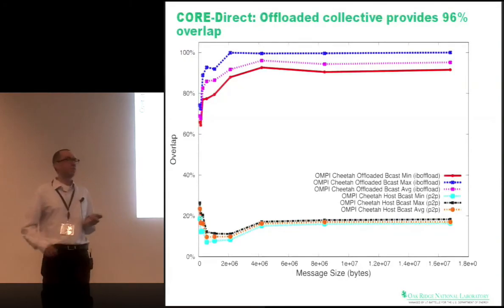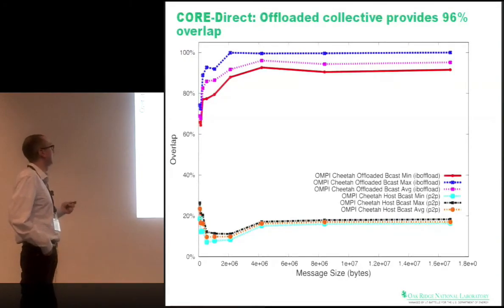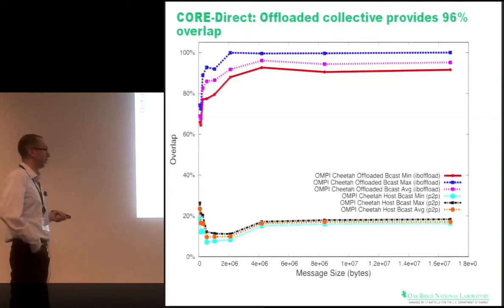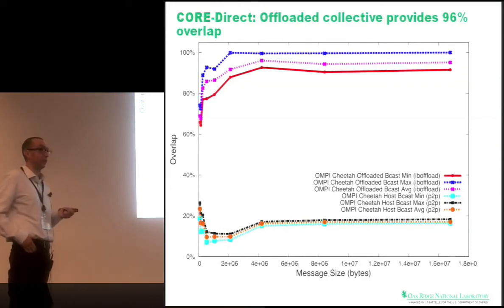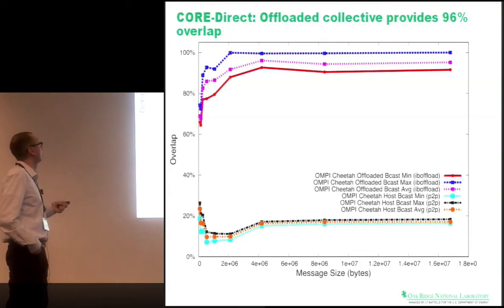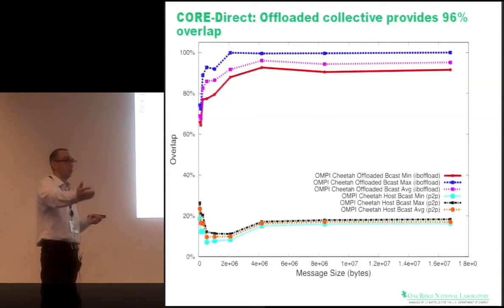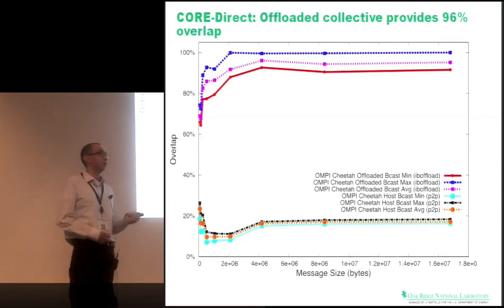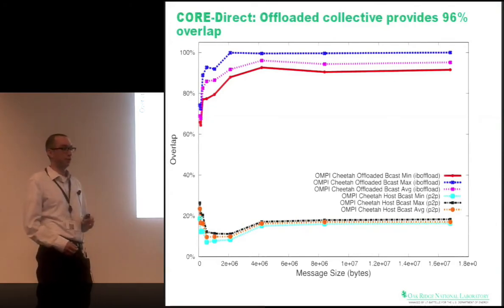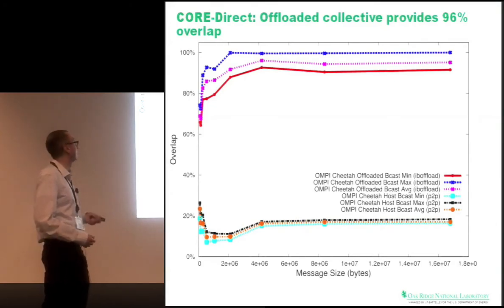This is from one of the papers, a very preliminary evaluation of the work. Essentially, the idea here is to show that with hardware offloaded collectives, we provide a lot of overlap, up to 96% essentially. You push the work to hardware, and then you're free to do your own calculation and use the time to do some useful work instead of spinning on the CPU.